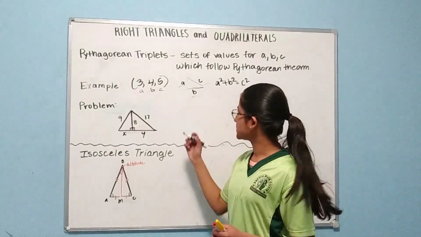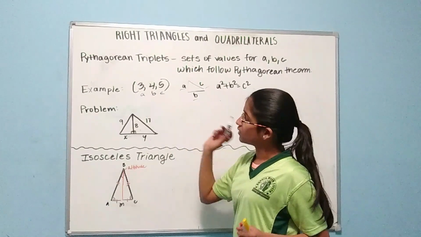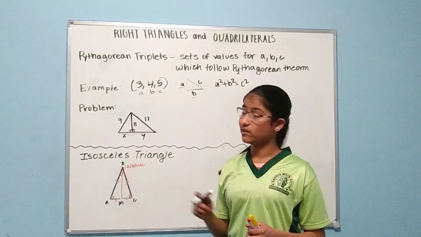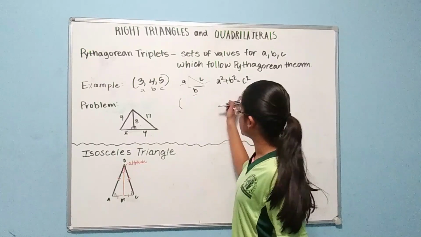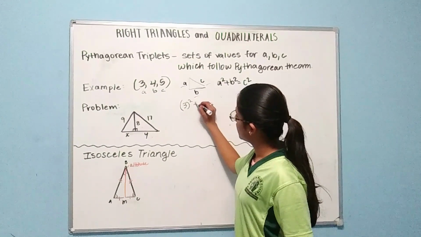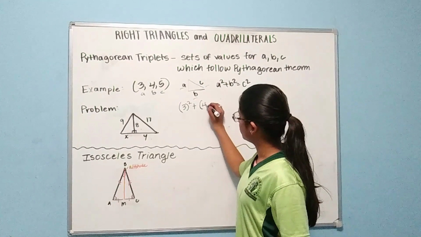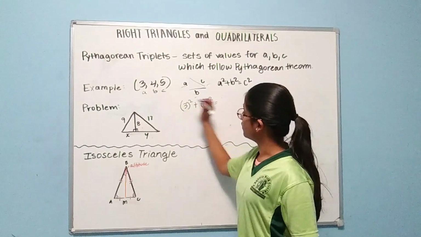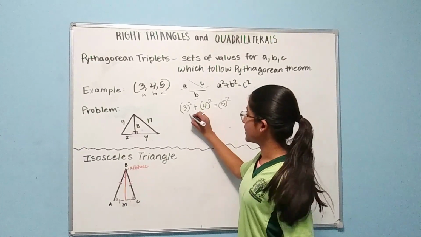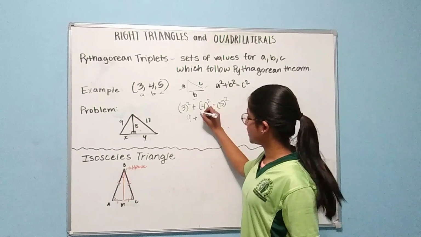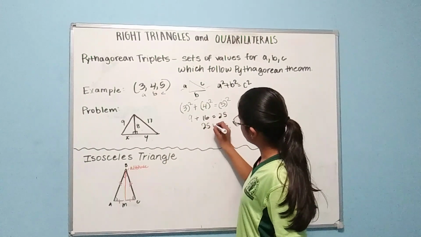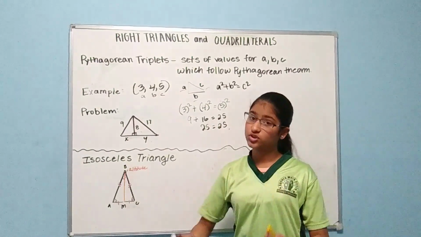Let's just check this. Well, according to Pythagorean triplets, these 3 values should fulfill the Pythagorean theorem, which is A squared plus B squared equals C squared. So A squared, which is 3 squared, plus B squared, 4 squared, should equal 5 squared, or C squared. Well, 3 squared is 9, 4 squared is 16, and 5 squared is 25. So yes, it is a Pythagorean triplet.